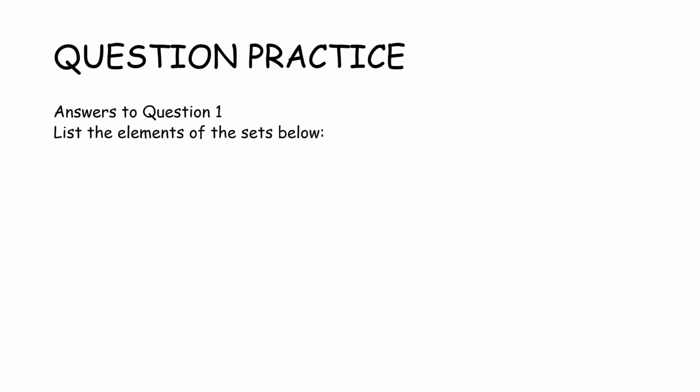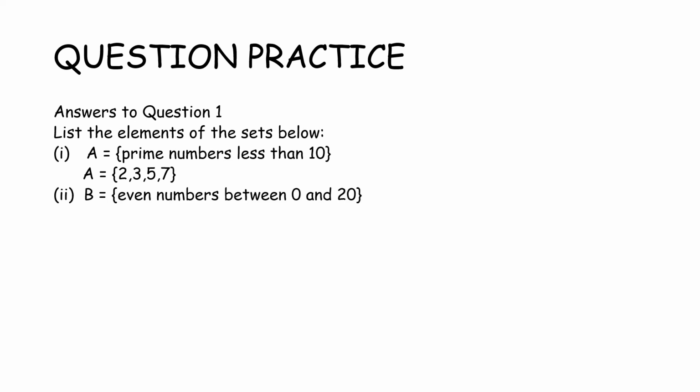So we hope you had fun solving those questions. Here are the answers to question 1 from the previous slide. For I, we're asked to list the elements of the set A, which is equal to prime numbers less than 10. So for set A, we have the numbers 2, 3, 5, and 7.